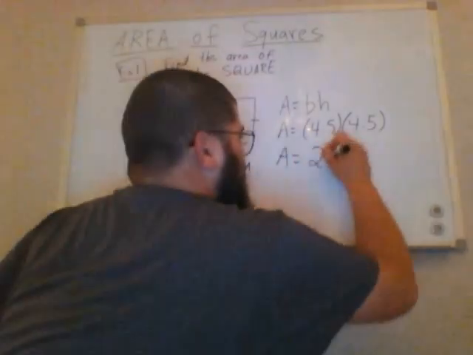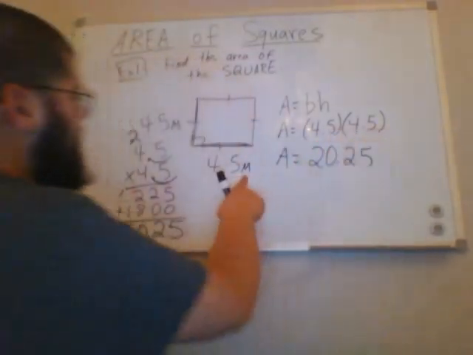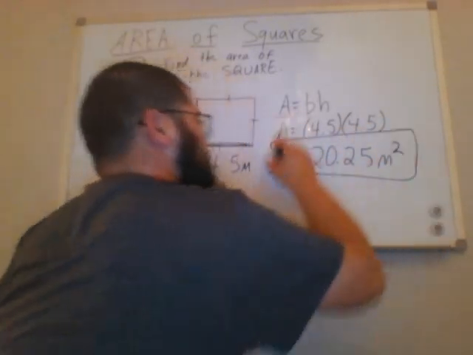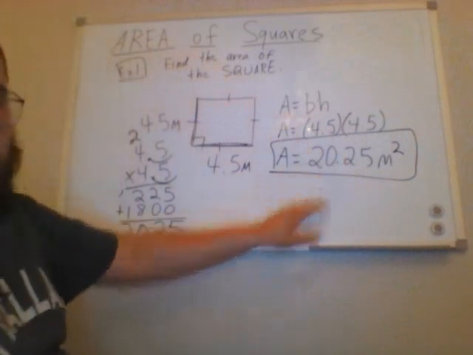So area is equal to 20.25. And we got meters times meters, which gets us meters squared. That's our answer. That's example 2. You can pause the video.